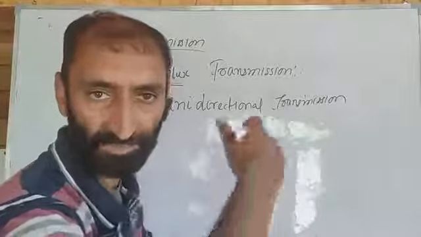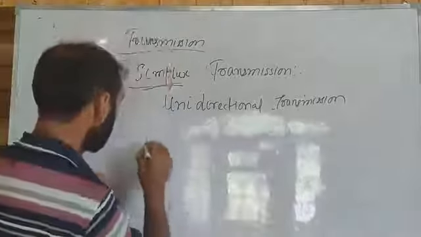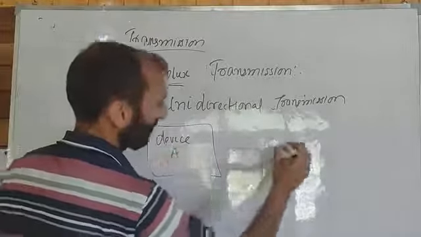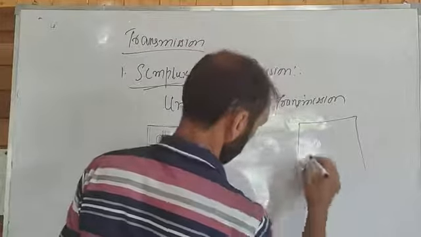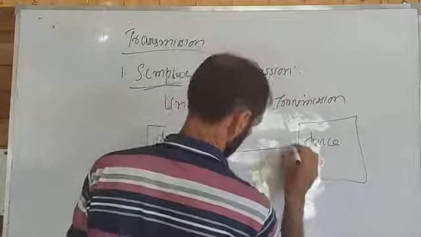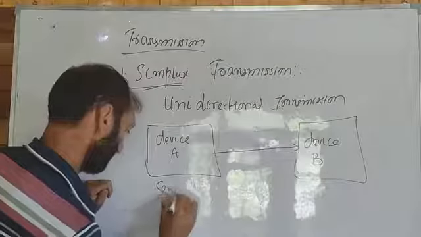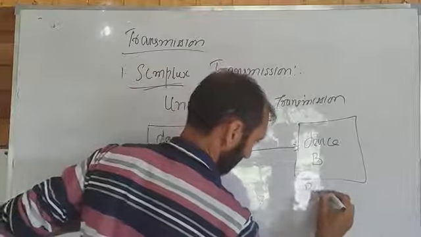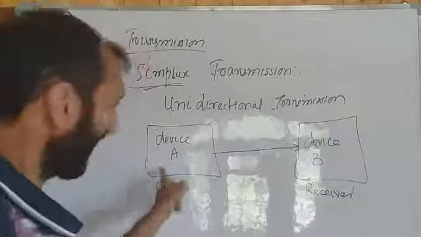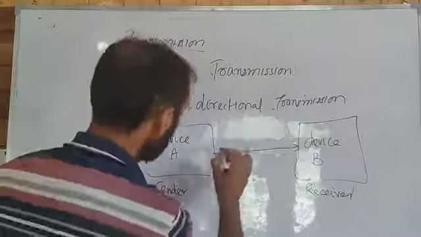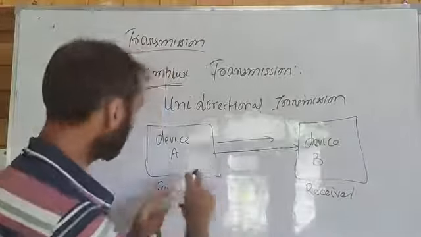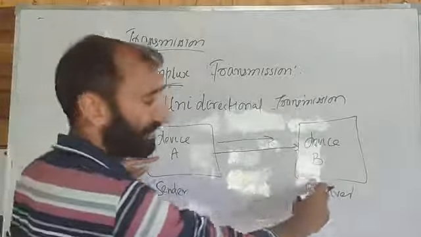For example, device A to device B. Each sender to each receiver. In this type of transmission, the data gets transmitted only from sender to the receiver. Data should go in this direction only. Device A is always sender, device B is always receiver.